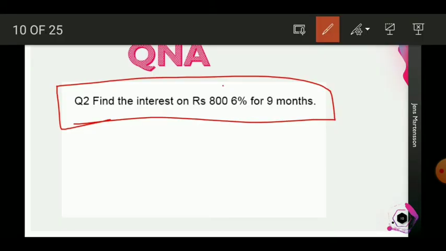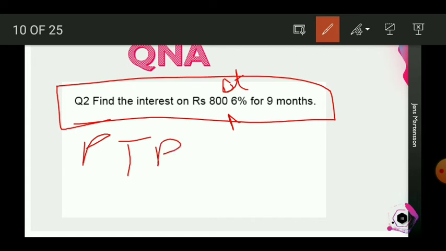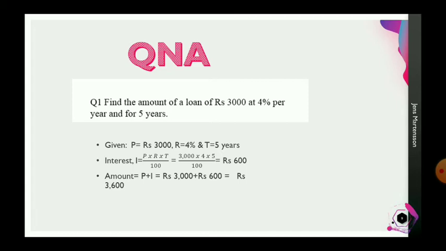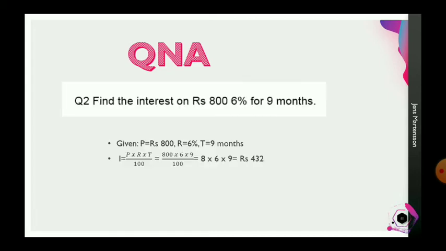So now the next question is, find the interest on rupees 800 at 6% interest for 9 months. Simple. Remember the formula PTR or PRT upon 100. Okay, so now let's see the solution of it. What do we get?